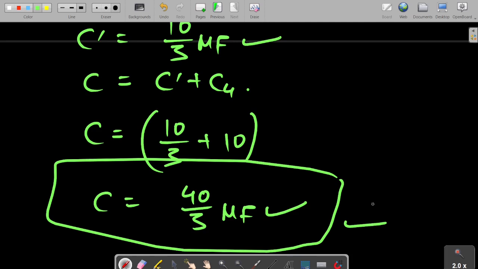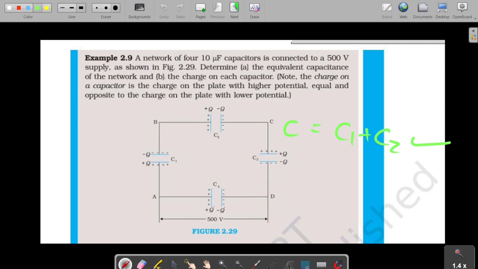Now we will see part B. In part B, we have to determine the charge on each capacitor. As we can see clearly from the figure, C1, C2 and C3 are in series combination, so their charge is the same. If charge is the same, current is the same, because there is only one common path for the current flow. So here the charge is the same.